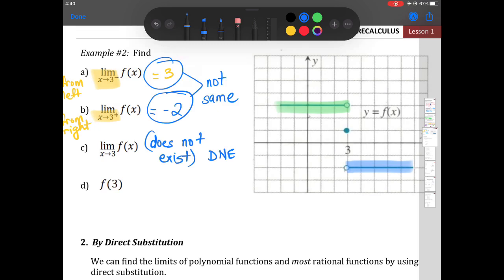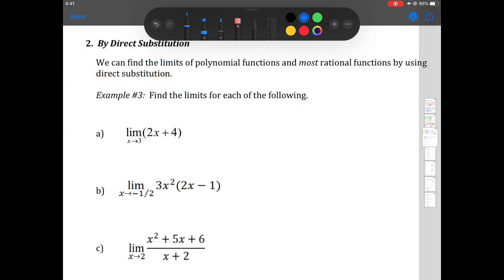Okay, what's the value when x is 3? There's a solid dot, so it is 1. Okay, the second method that we're going to use is direct substitution. I just want to read this out so you understand this better. We can find the limits of a polynomial function and most rational functions by using direct substitution. So all you have to do is substitute x with that number and you're good to go.